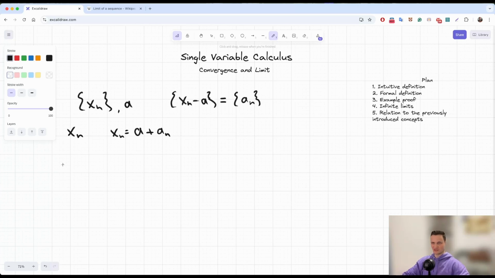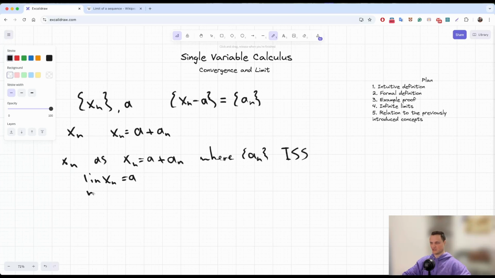If we can represent x sub n as the following, where alpha sub n is an infinitely small sequence, then x sub n tends to a, so its limit is a. This representation will be very useful for some theorem proofs.